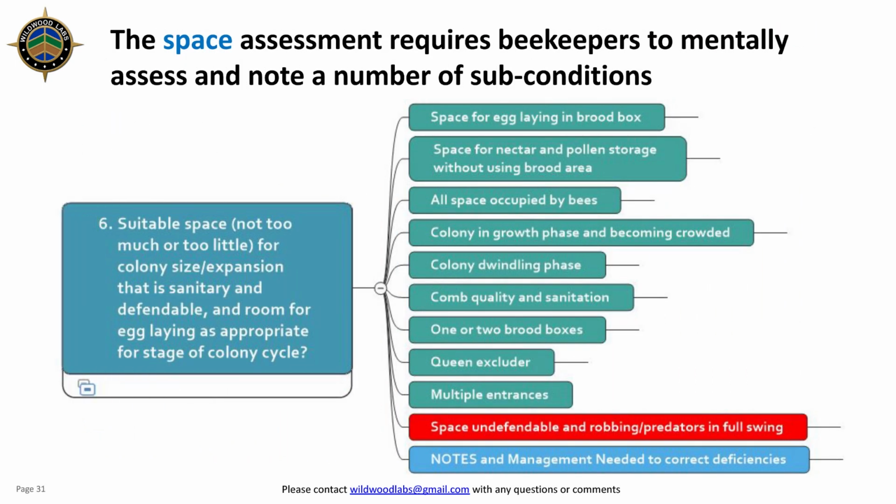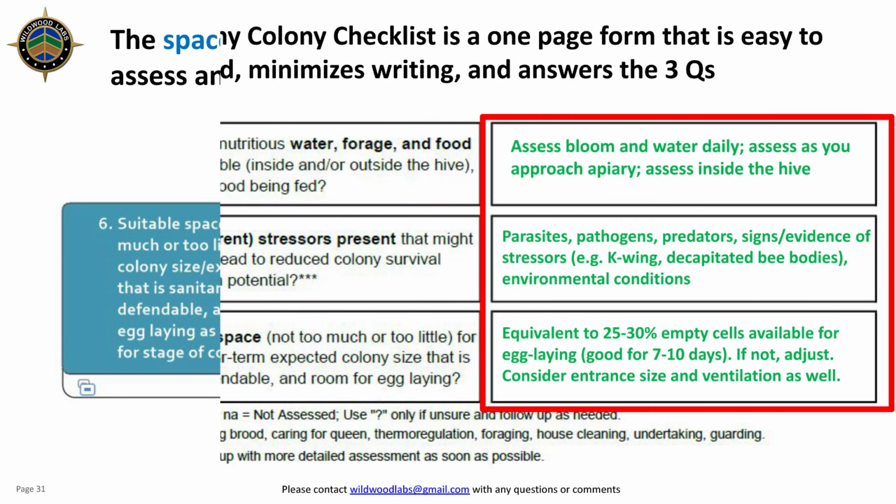The subconditions to mentally check off include nectar storage space outside brood box, noting how much space inside the hive and the entrance can be defended by the number of bees in the hive, and numerous other factors listed on this slide. If the space cannot be defended, and robbing and/or predation is in full swing, then there is little hope of saving the colony.